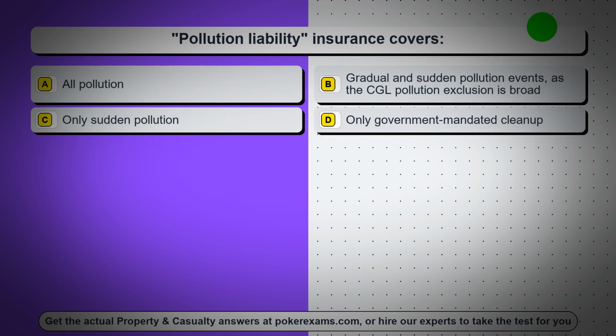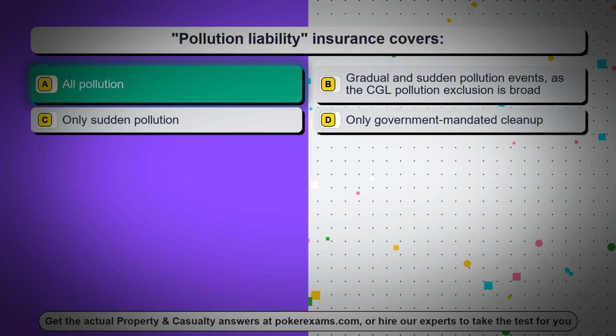Question 10. Pollution liability insurance covers, Option A, all pollution. Option B, gradual and sudden pollution events, as the CGL pollution exclusion is broad. Option C, only sudden pollution. Option D, only government-mandated cleanup.